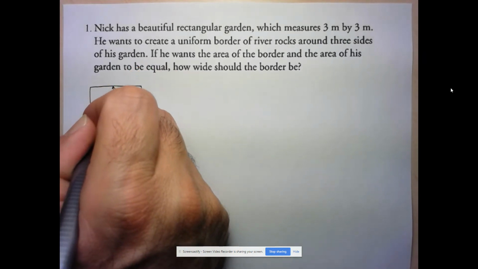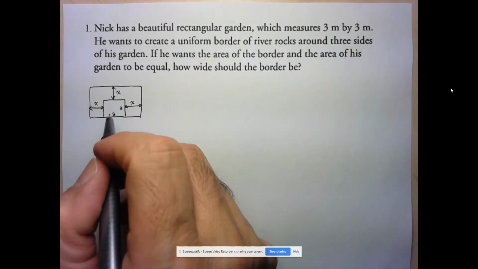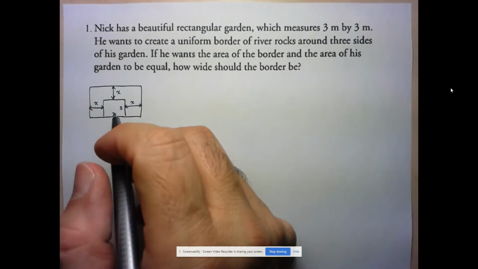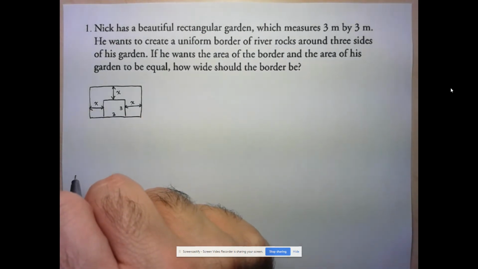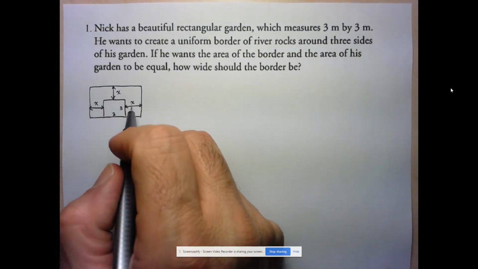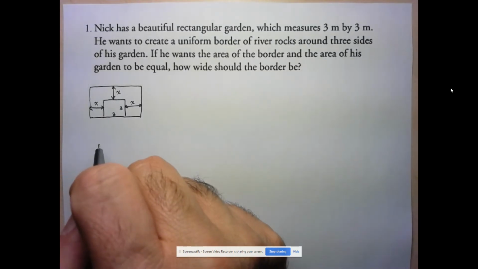So notice here, this is probably not a very accurate diagram, but I drew it like this to leave myself lots of room to draw everything I need in it. Okay, now the other piece of information that they give us is that the area of the border, okay, so this sort of 3-part border has to be the same as the area of the garden inside.